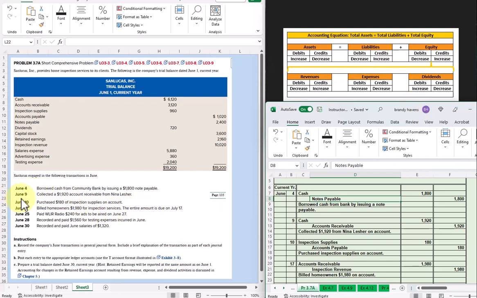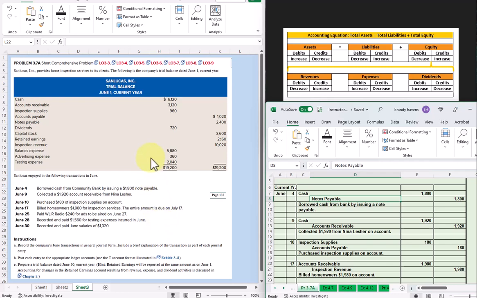Now let's look at what happens on June the 9th. June the 9th, we collect $1,920 from an accounts receivable from our customer, Nina Lesher. So what happens is we collected cash, so cash needs to increase. The flip side of that is accounts receivable is going to decrease. Remember, accounts receivable represents money that our customers owe to us. So if a customer pays us cash, then they owe us less money.